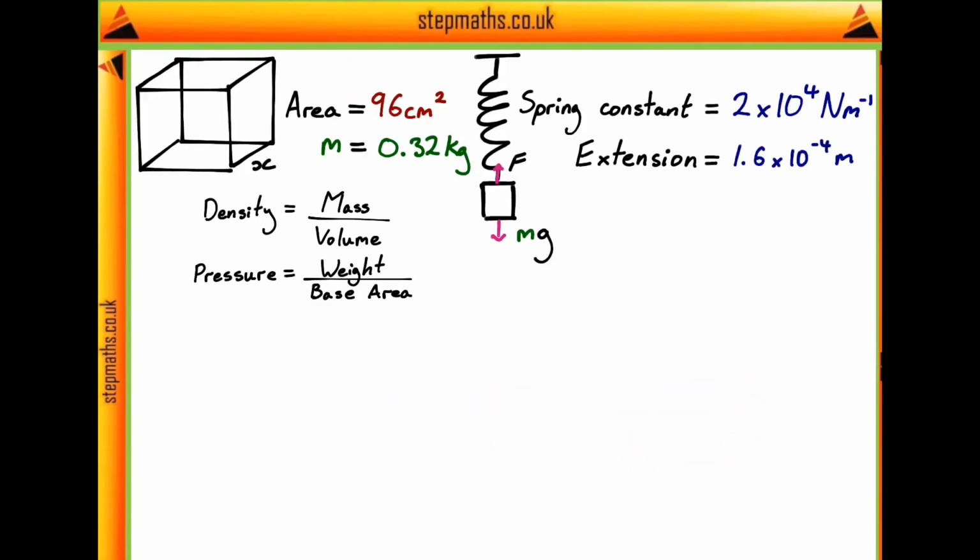So with this, we can go ahead and try and find our density. But to find our density, we're still going to need this volume, which, of course, we're going to require the side length of our cube for.